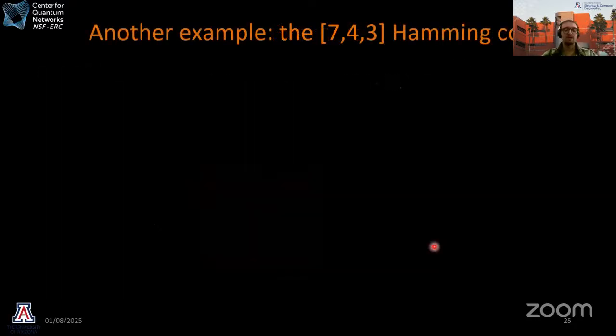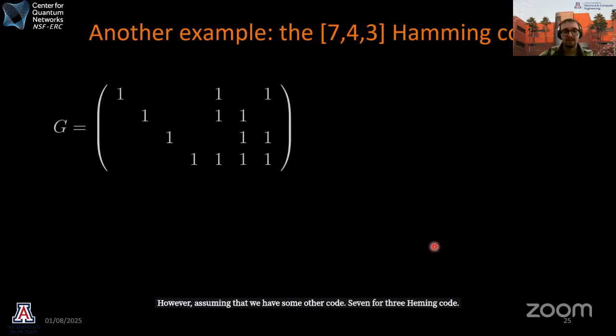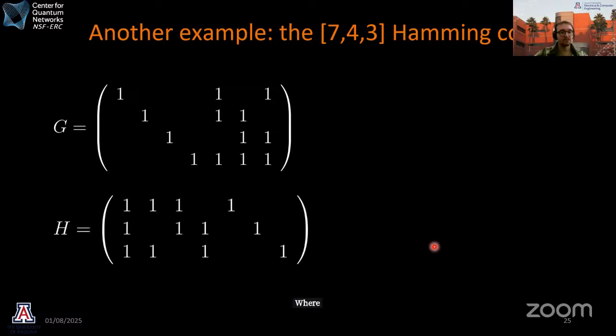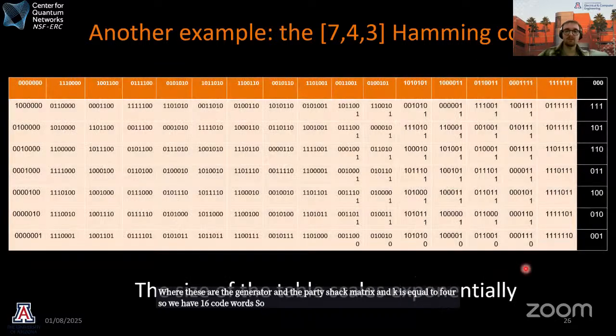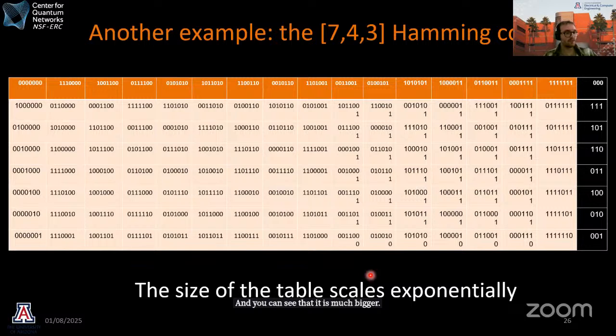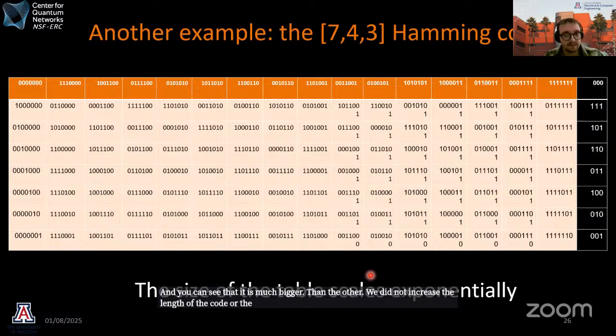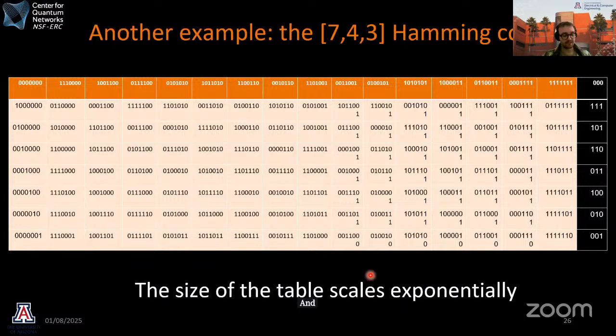However, assuming that we have some other code, a 7-4-3 Hamming code, where these are the generator and the parity check matrix, and k is equal to 4, so we have 16 code words. So now the standard array table looks like this. And you can see that it is much bigger than the other. We did not increase the length of the code or the dimension of the code a lot. But the size of the table, the number of rows and columns, increased a lot. And therefore, this standard array decoding method is not practical.